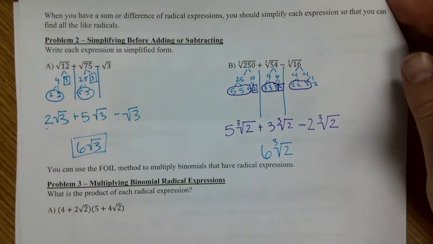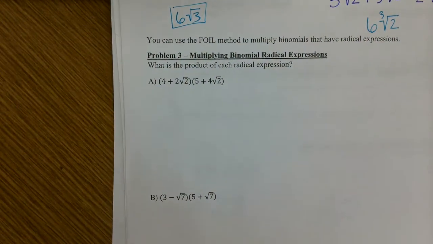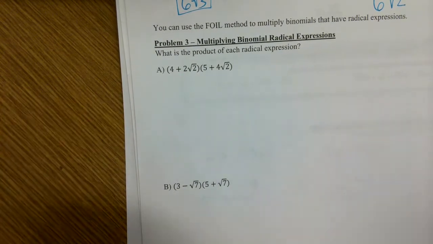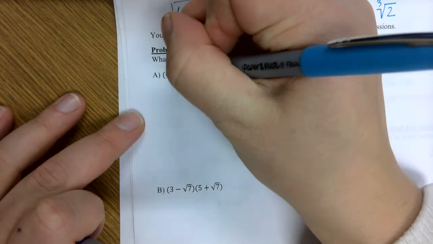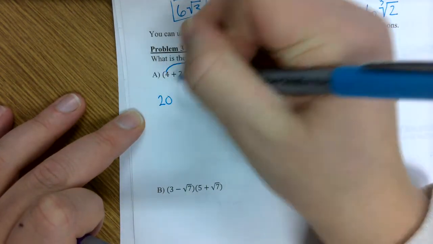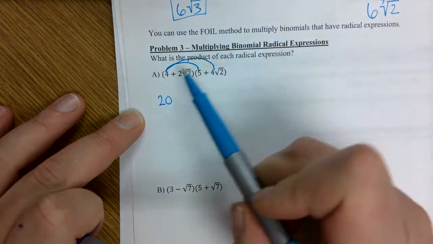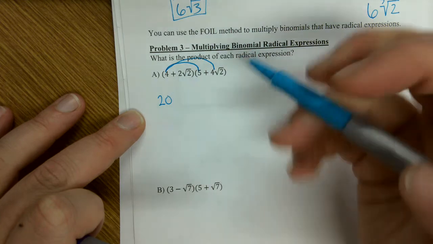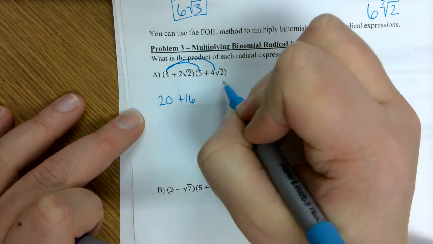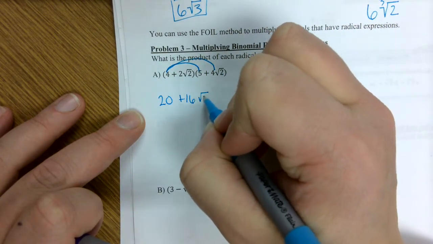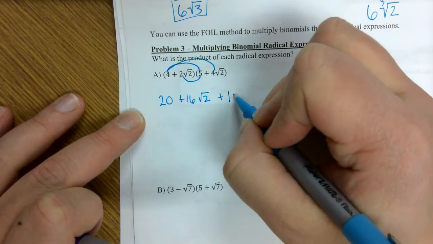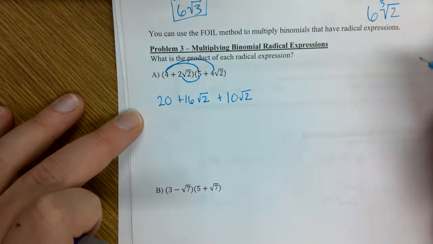That does not change. When I'm multiplying, look at this. I'm still going to do first, outside, inside, last. If you prefer to do it the box method, you definitely can do that. But I'm going to go first, would give me 20. Outside, when I multiply, this is a whole number times a whole number. So those are the two numbers that get multiplied. So I have a plus 16, and I still have the square root 2 at the end. At my inside, so I look at the 2 times 5 would give me 10, and I still have that square root 2 at the end.